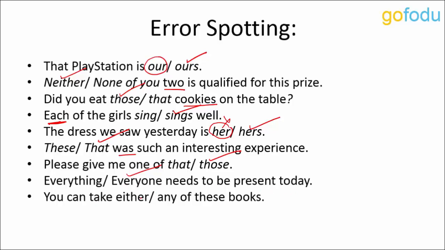You can take either or any of these books. Now here we are talking about these books. That means we don't know whether there are two or more. But this sentence somehow indicates it's more than two. So we would say any of these books. Either should be used where it's specific that we are talking about two.